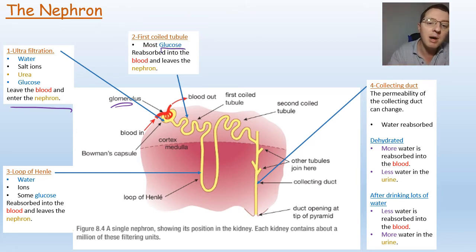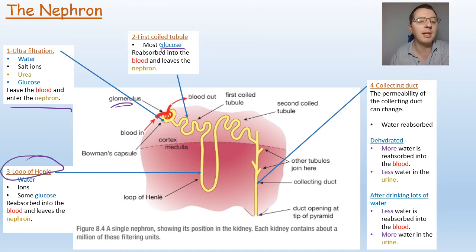In the first coiled tubule, most of that glucose is reabsorbed. There's a large amount of active transport happening here, so the cells surrounding the first coiled tubule have large amounts of mitochondria carrying out lots and lots of respiration, providing ATP, so you can have a lot of active transport to remove the glucose by active transport and diffusion from the nephron and put it back into the blood. And we want to try and get as much of that glucose as possible so that we do not waste it.